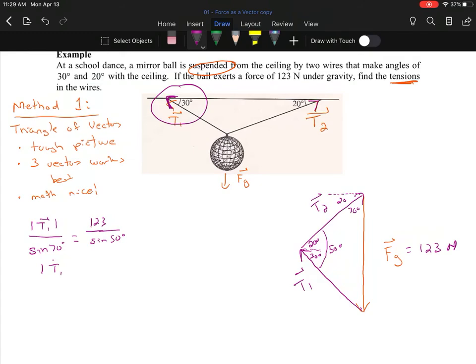And I'll let you do the rearranging there. But tension 1, after you do the rearranging here, is going to come up to 150.9 newtons. You go 123 sine 70, and then you divide by the sine 50.